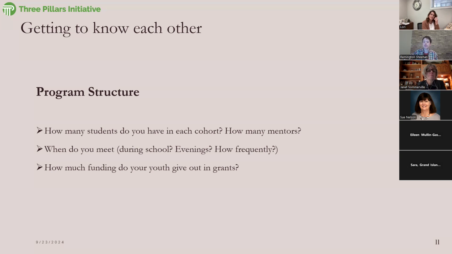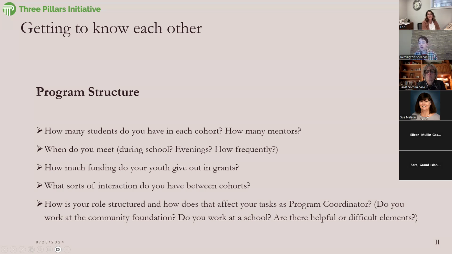I do think it's going to be interesting for you all to have a stronger understanding of what the rest of the programs look like. So a couple other things for the program structure that could be helpful to discuss: what sorts of interaction do you have between your cohorts? And how is your role specifically as a program coordinator structured?